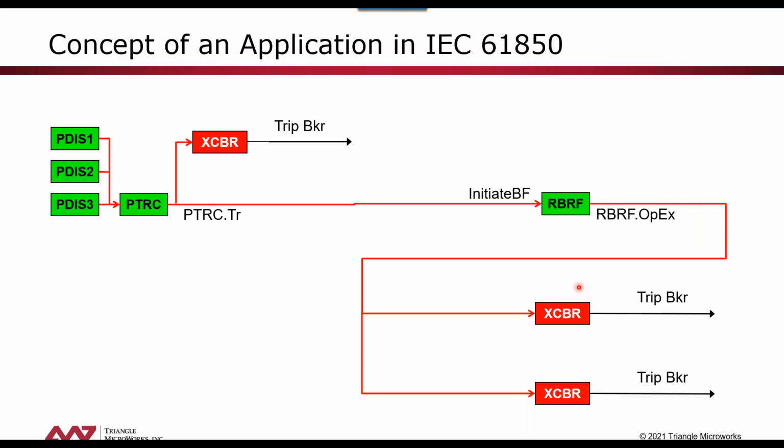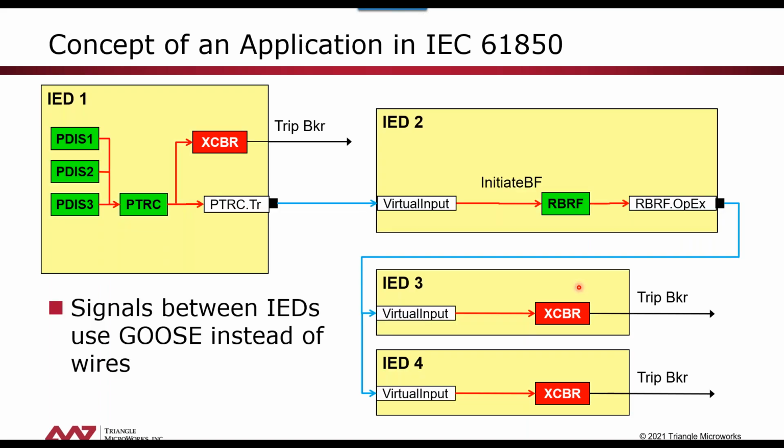Now we can allocate that to devices. In this case, we have a first device here, the ID1, which would be the protection device. In our example, we implement the breaker failure function in the control device, so that will be a different device. And then, of course, we have the additional IDs in the other bays that would interface to the neighbor breakers that we need to clear in the case of a fault.